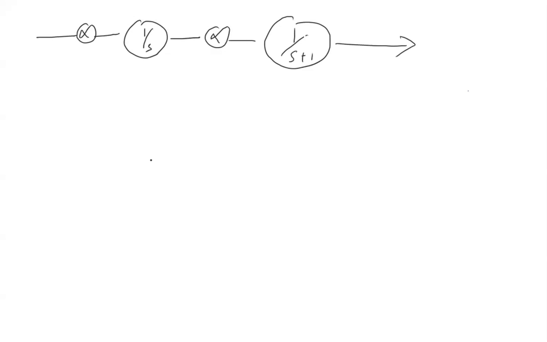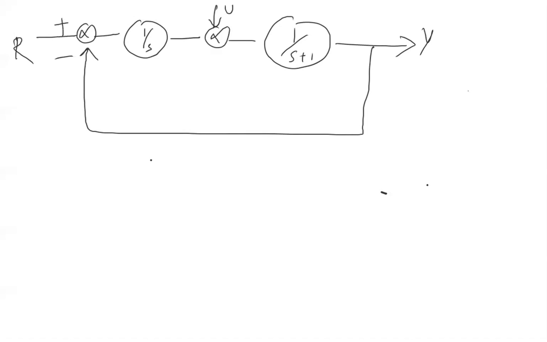So basically that is a shortcut, which you can use for, let's say, loops. Can we practice? Let's say this is my control loop, 1 by s, 1 by s plus 1. This is u, this is r, this is plus minus y. Can you write what is y by u and what is y by r?